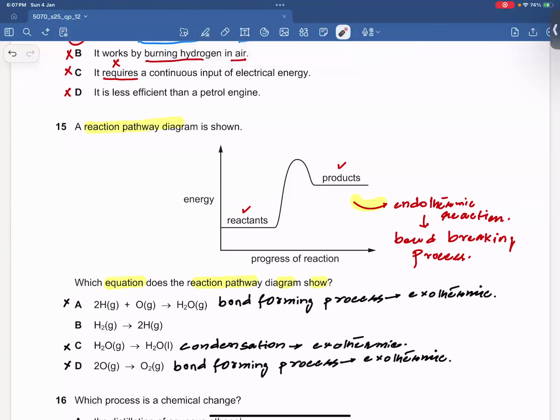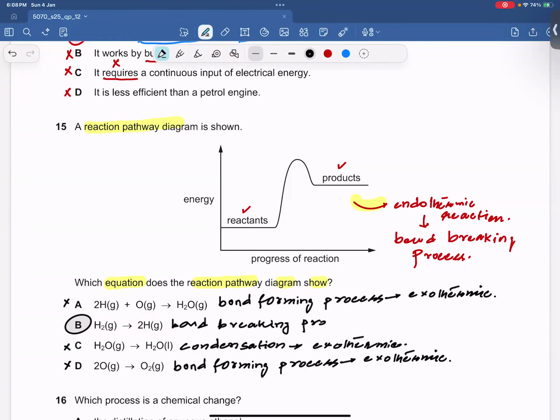Now look, obviously B is going to be the correct answer because this involves the bond breaking process. Hydrogen molecule exhibits a covalent bond, and this is hydrogen gaseous atom. So atom doesn't have any covalent bond, right? So it is a bond breaking process, which is why it is endothermic. So covalent bond is converted into gaseous atom.